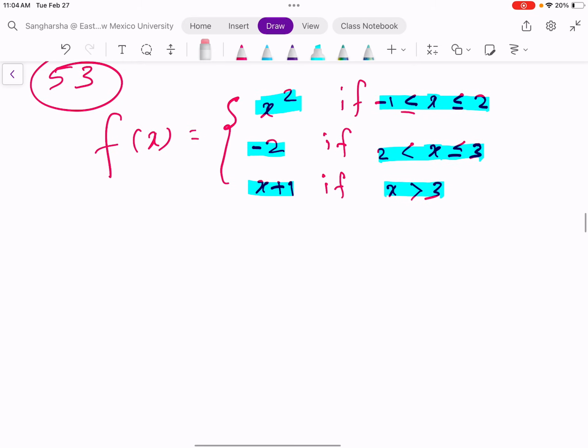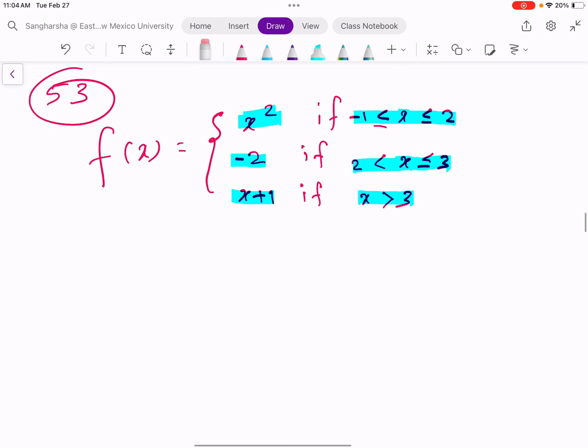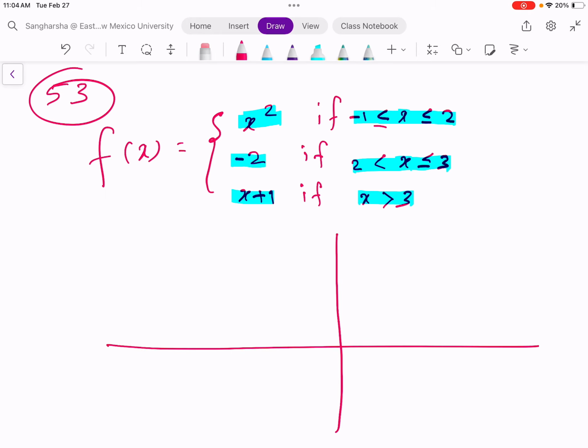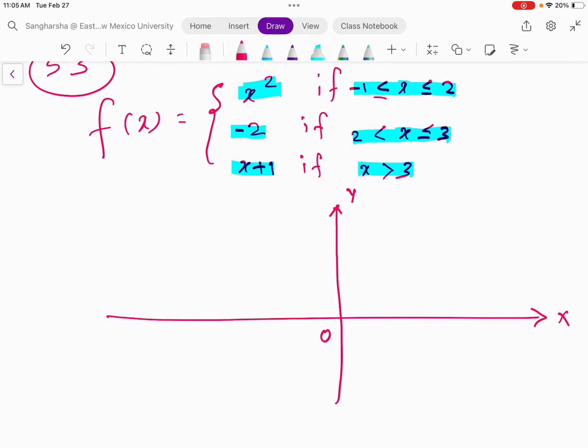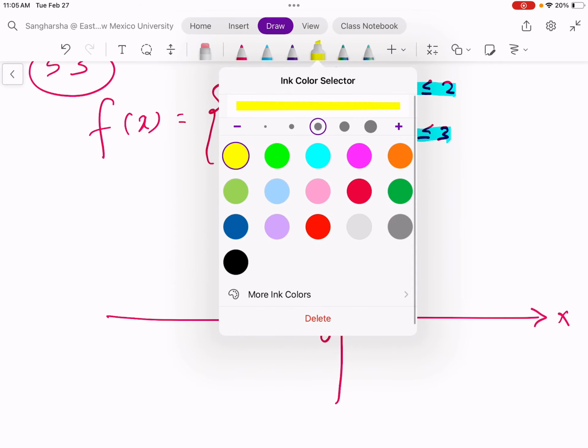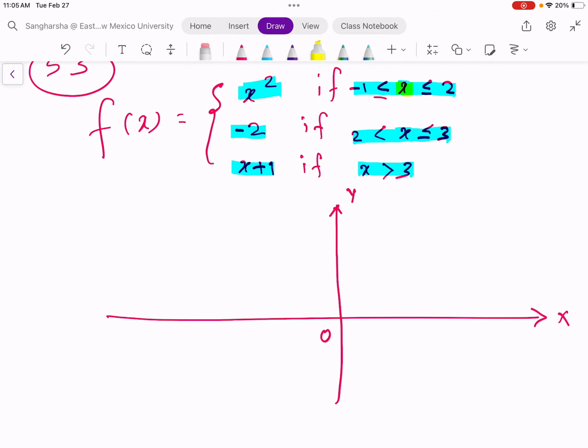So here what we do is that we have the x-axis, y-axis, and the origin. Now let's take the very first input. The very first set of input is x greater than or equal to -1 and less than or equal to 2. Where do we find that on our coordinate system? So let's say we have 2 here and we have -1 here.